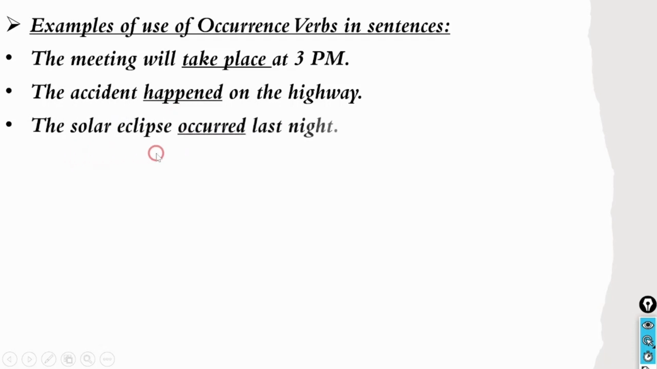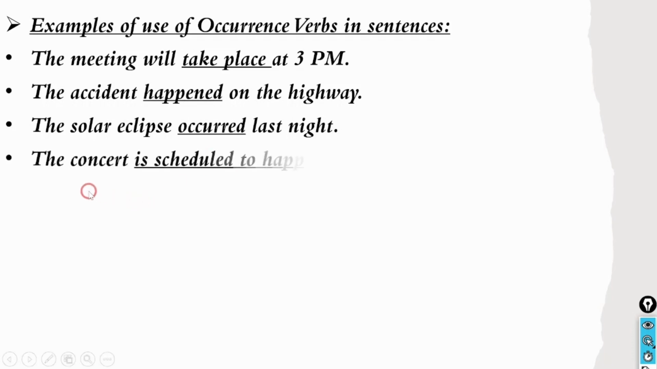Then you say the solar eclipse occurred last night. The solar eclipse occurred last night, meaning the occurrence of the solar eclipse was last night. Okay, it had to happen. So this occurred is a verb that expresses the occurrence.